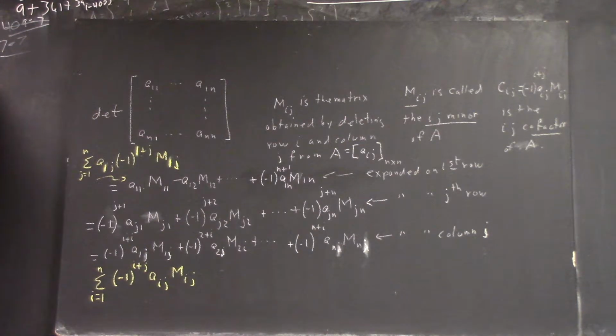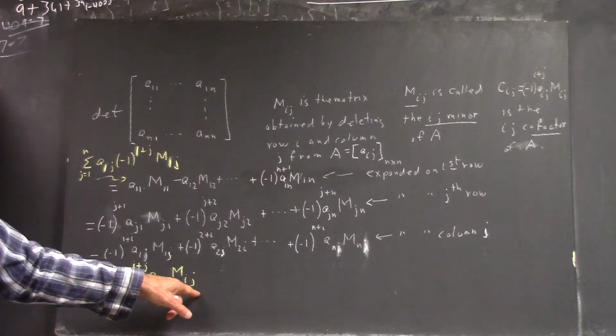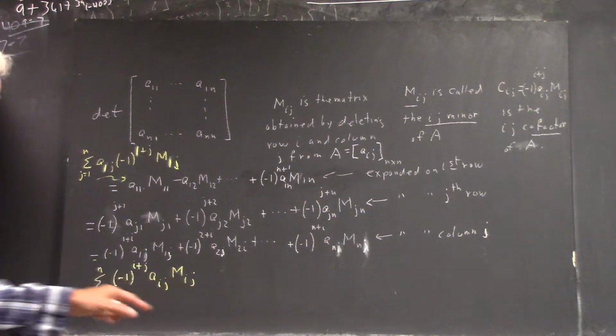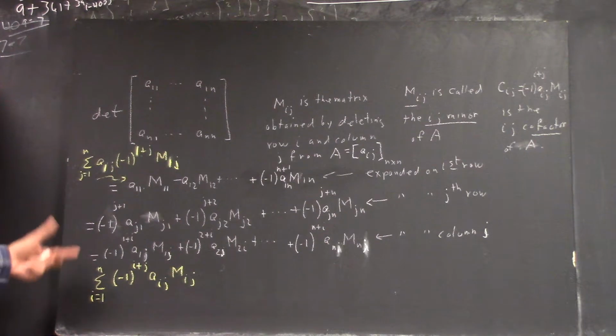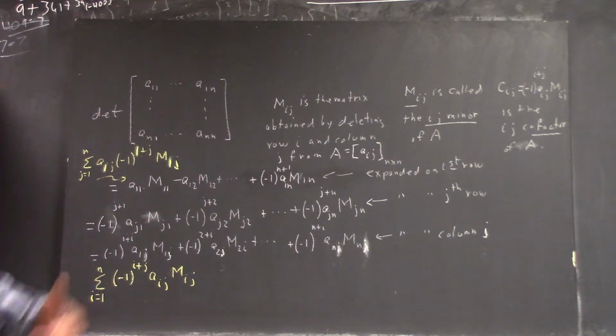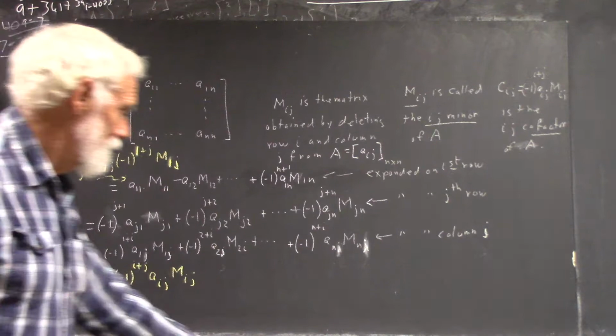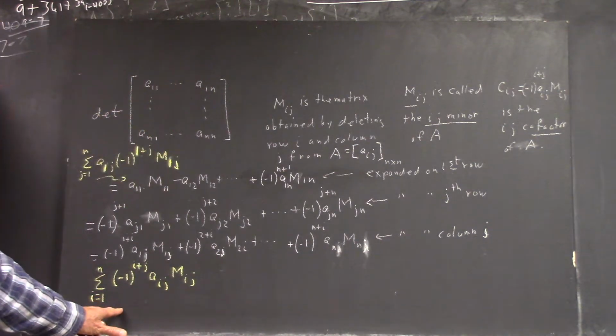Okay? Now remember, J stays constant. Okay? There's no summation from J equals 1 to anything. Okay? J is just any number between 1 and N. So you can do any column from the first to the last. And this is how you write it in summation notation.